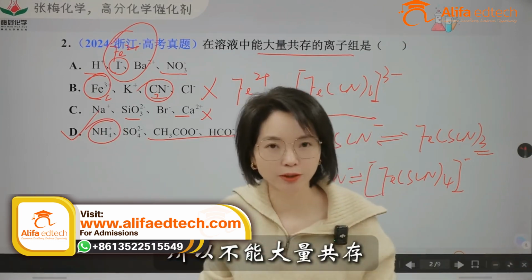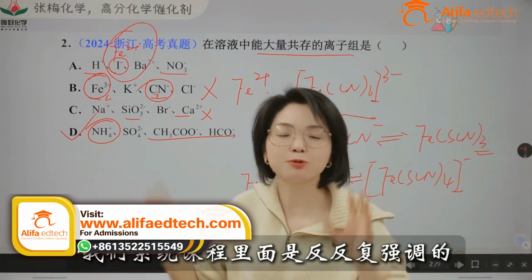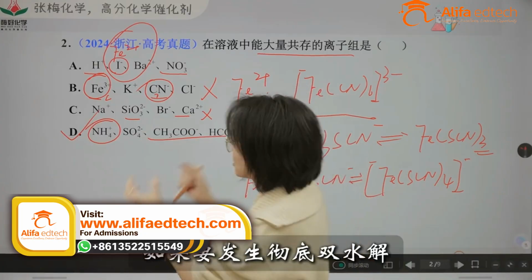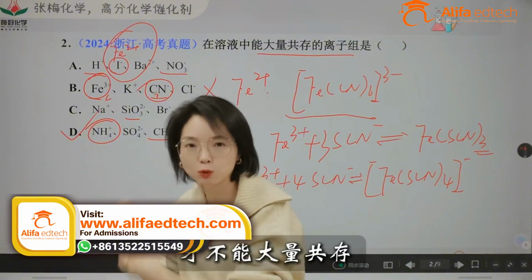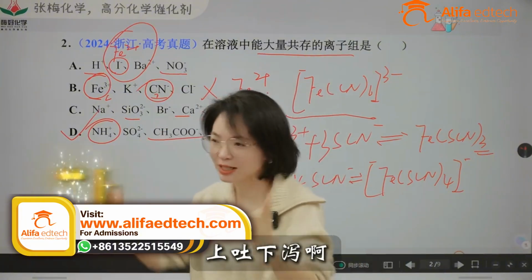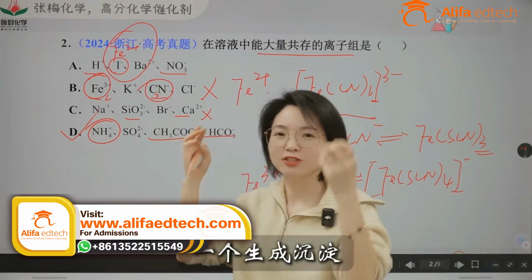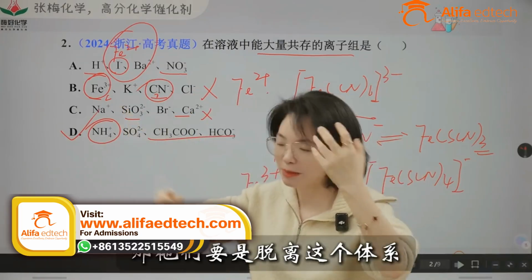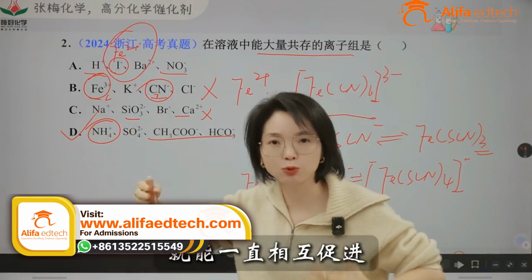How can thorough double hydrolysis happen? Top supplements, bottom leaks. One forms a precipitate, one forms a gas. They must leave the system to continuously promote each other. Or both form precipitates, leaving the solution system to promote hydrolysis with each other.